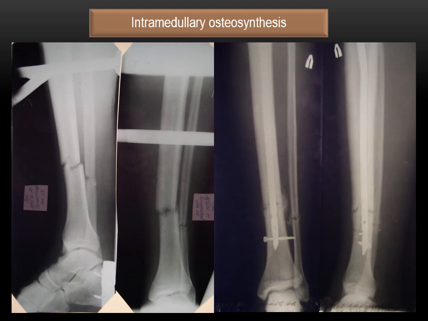Therefore, the design is most often smooth, even. But you see, in the right picture there is a transversely positioned screw. This is the so-called blocking, and by itself intramedullary osteosynthesis. This is called intramedullary osteosynthesis with blocking.